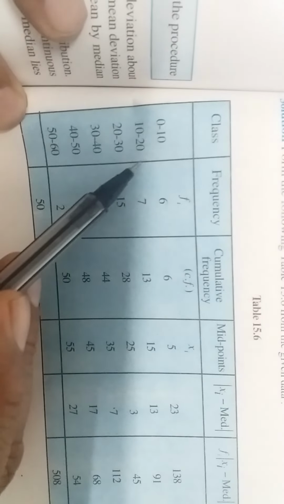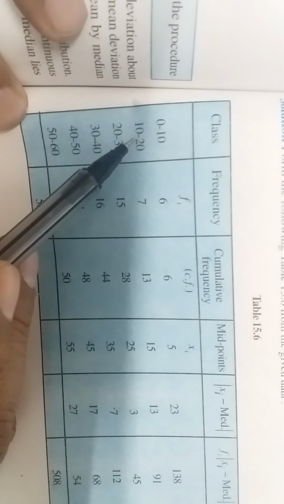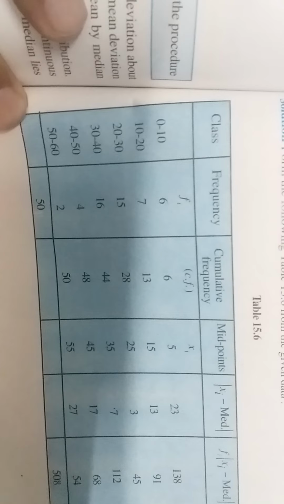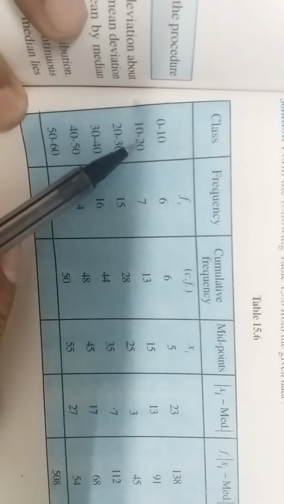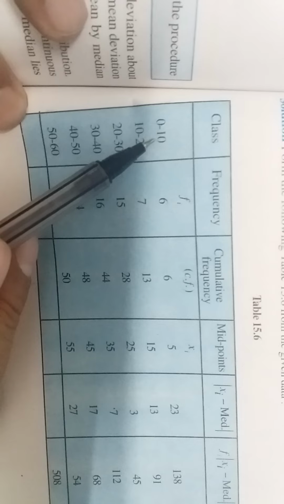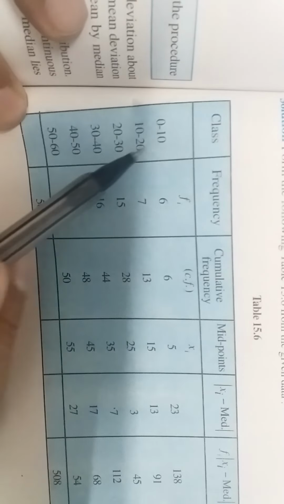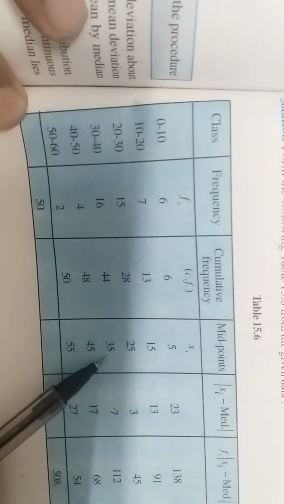Then again we calculate the mid values. Mid values because we require xi minus median. So this is 5, 15, upper plus lower upon 2. So 0 plus 10 upon 2, 5. 10 is the class size, so 5, 15, 25, 35, 45 and 55.